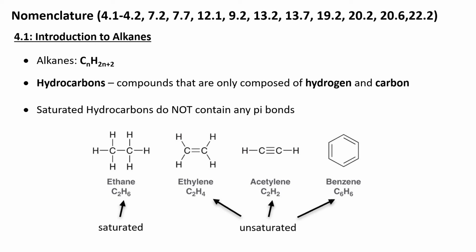The first part of Chapter 4 will include several sections that cover the nomenclature of organic compounds. Nomenclature is simply the naming of organic compounds. And because the nomenclature for each different type of molecule, functional group, is spread throughout the book, it makes more sense to chunk it all into one unit. So that's what we're going to do.